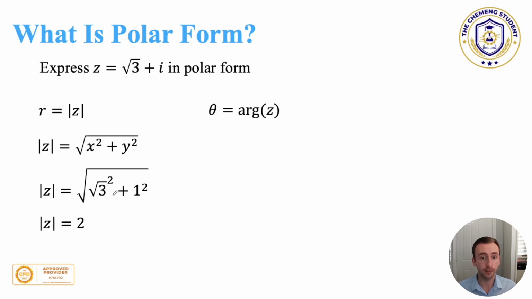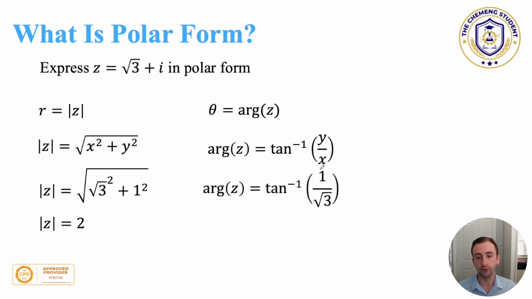Now we want the argument. We know the equation for the argument is the inverse of tan with the y coordinate divided by the x coordinate. So it becomes inverse tan of 1 over root 3. This is an exact value, and so it will give us pi over 6. It's very important to note here that in polar form and complex numbers, you must work in radians. You can't work in degrees. So please make sure that when you're solving these equations, your angle or your argument is in radians.